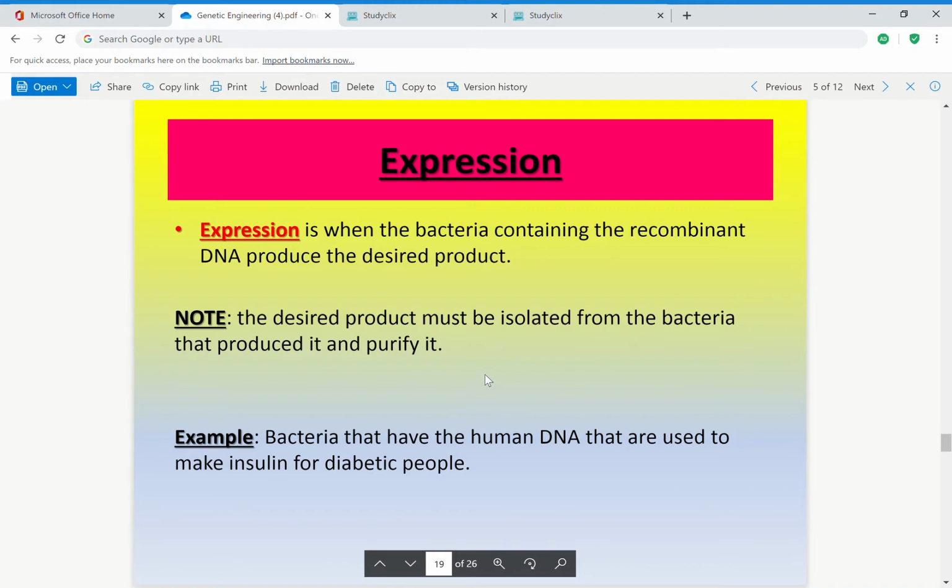And finally then, expression is at the end. Now that you've made these copies, this is when the bacteria containing the recombinant DNA produce the desired product. And the desired product must be isolated from the bacteria that produced it and then purified. So you basically have to take the produced insulin out of the bacteria.